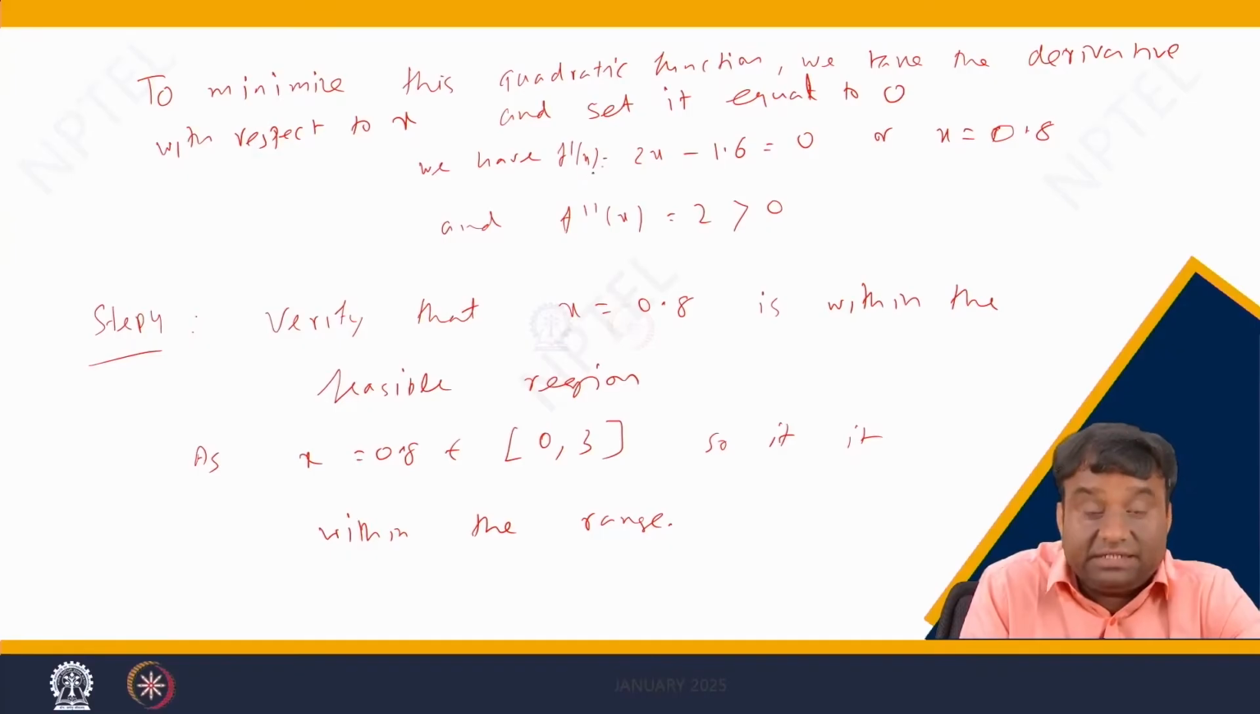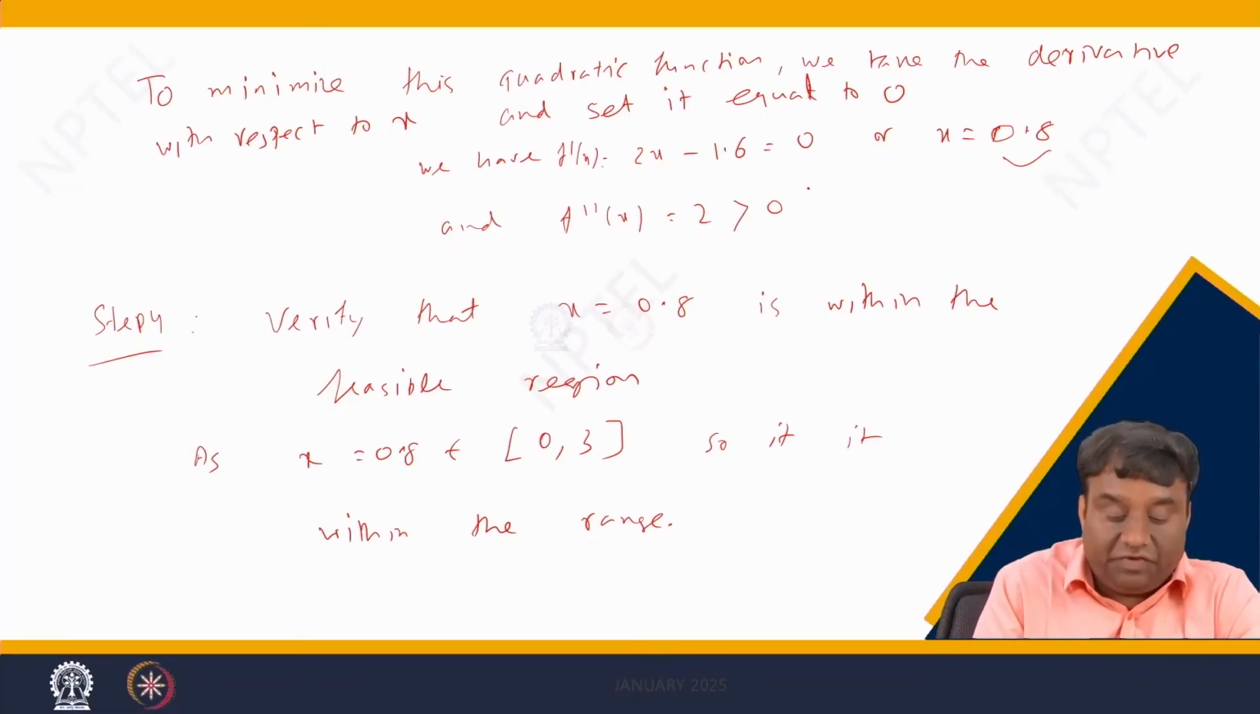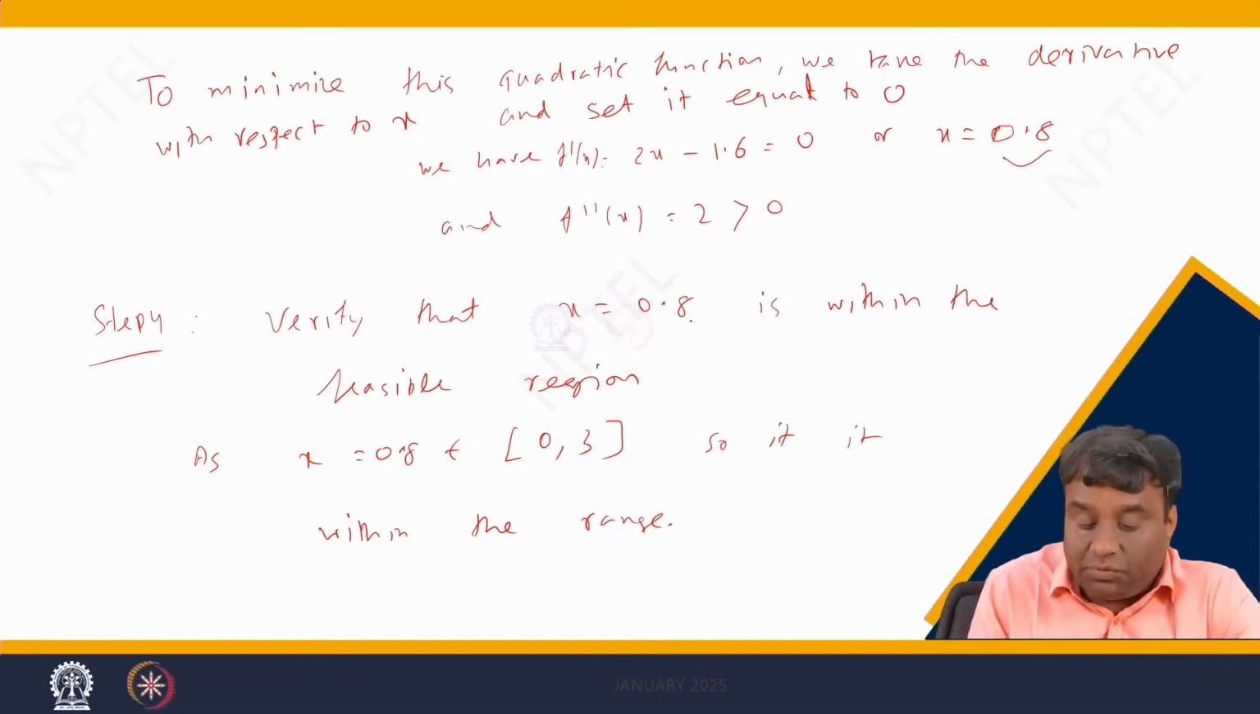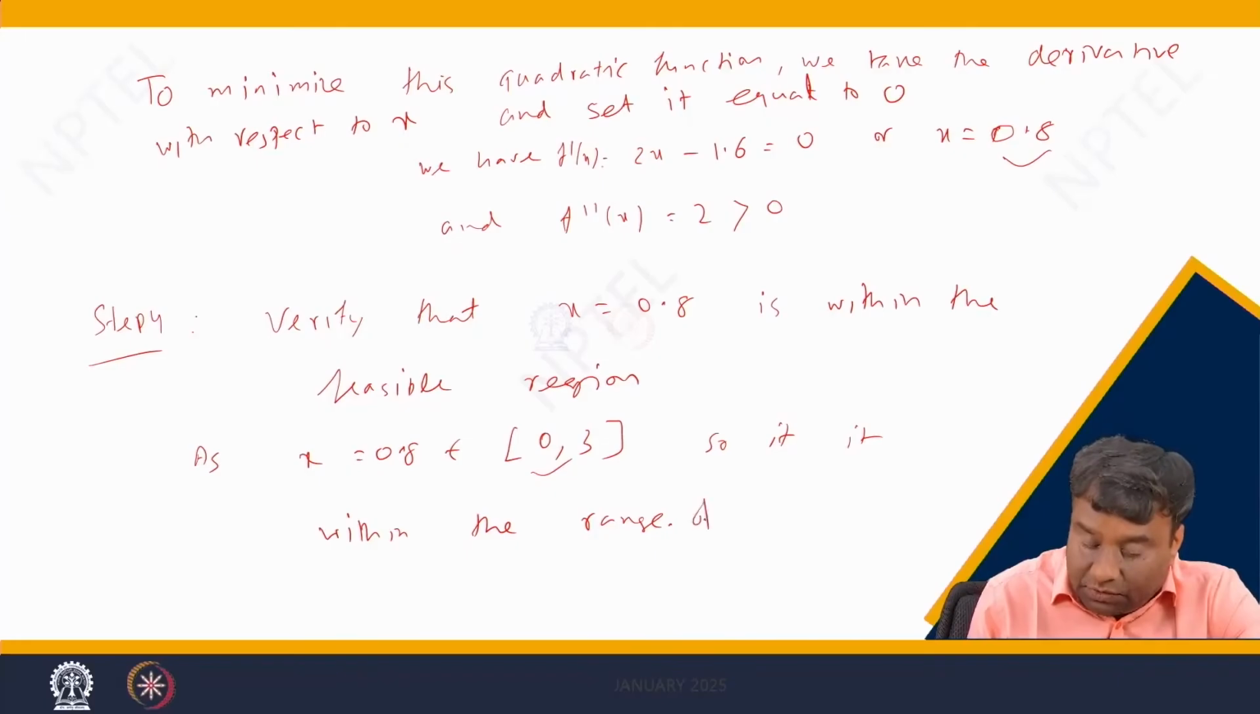We have f'(x) = 2x − 1.6 = 0, or x = 0.8, and you can check f''(x) = 2 > 0, which means at x = 0.8, f(x) has a minimum value. Now we need to verify that x = 0.8 is within the feasible region or not. As x = 0.8 belongs to the interval 0 to 3, it is within the range of the feasible solutions.